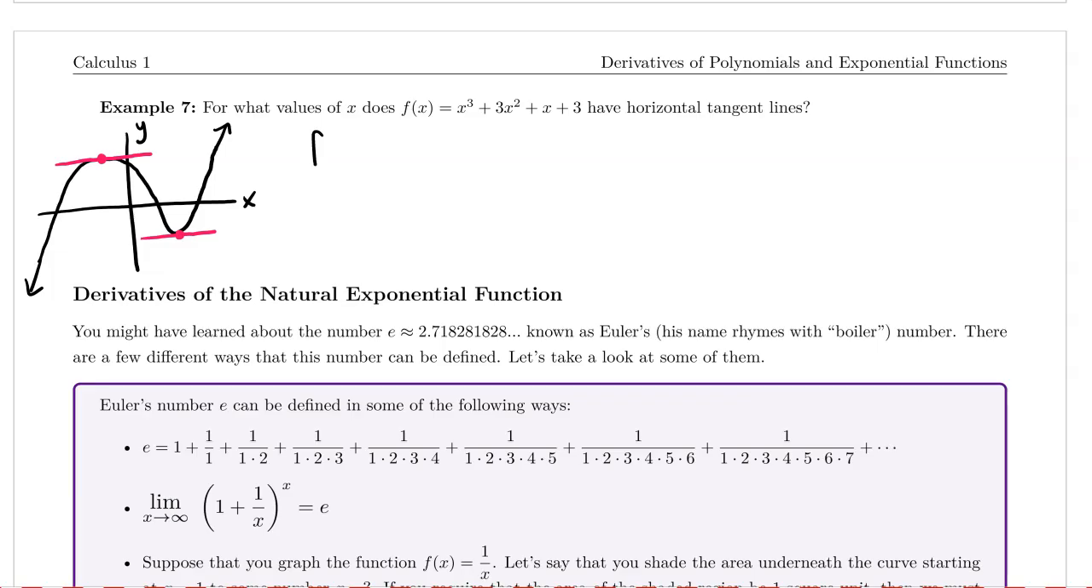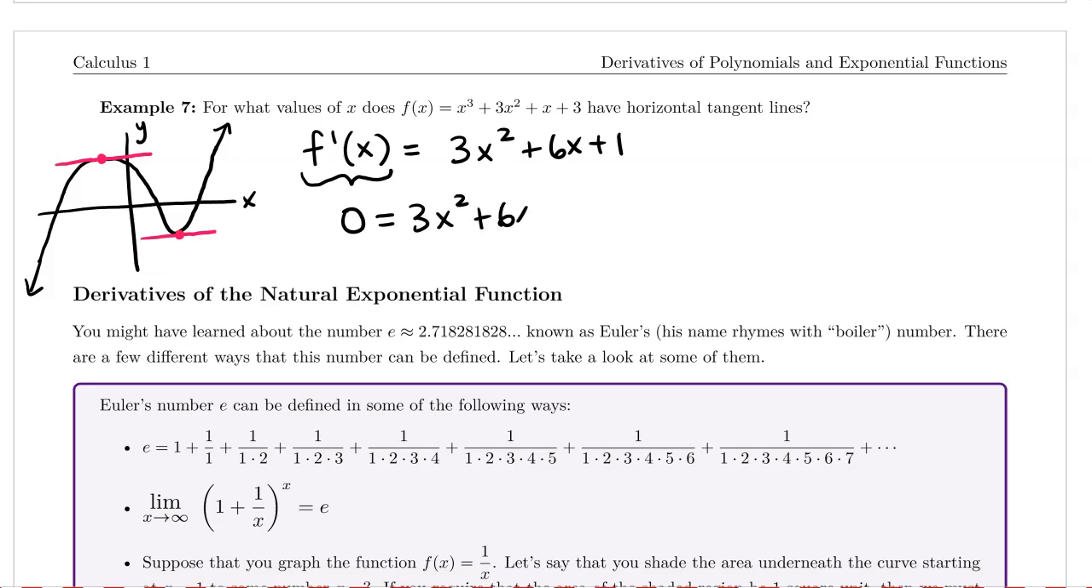So I have my function here. What I'd like to do is find my derivative function. And if I do that, I get 3x squared plus 6x plus 1. And if at those horizontal tangent lines those slopes are 0, what I can do is set my derivative here equal to 0. And my goal now is to solve this equation, which is 0 equals 3x squared plus 6x plus 1.